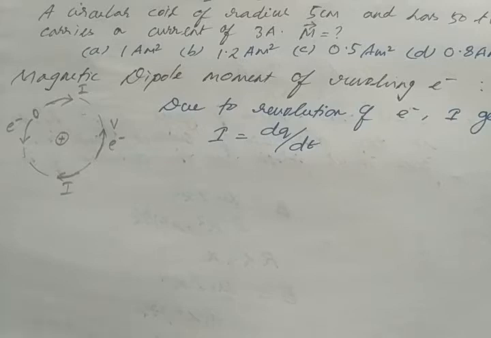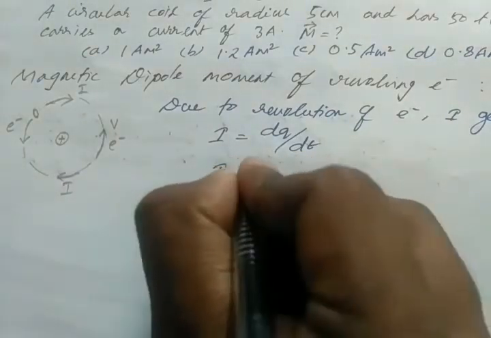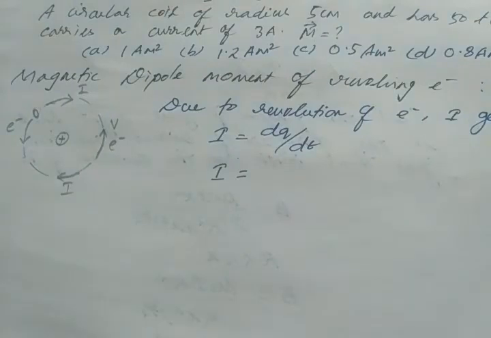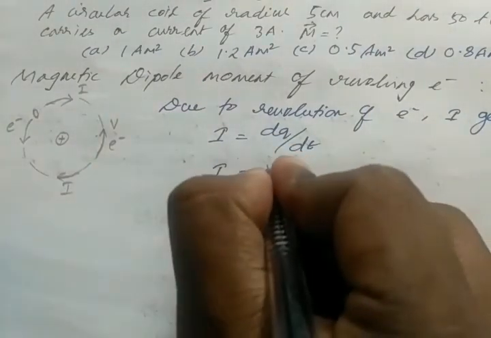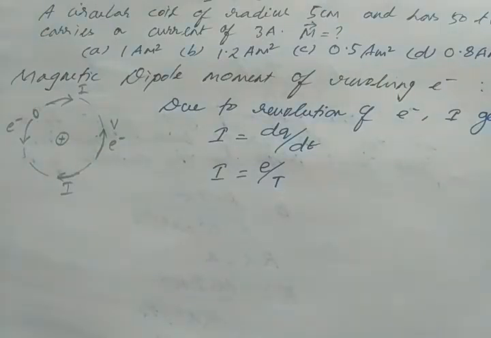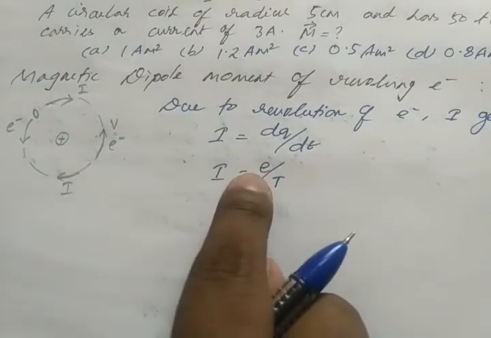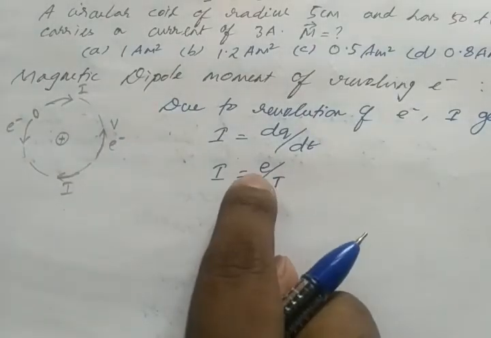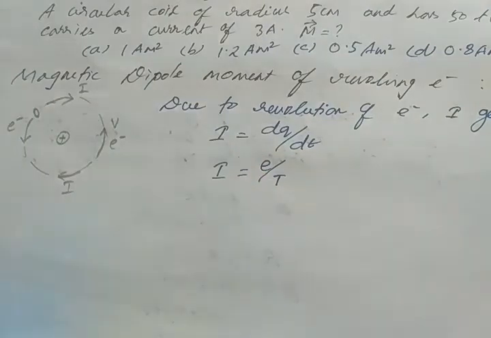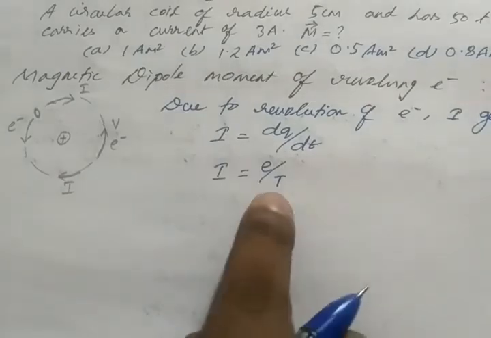Clear? So if we take the total electrons in the whole circle, I can take e by T. Usually I take Q by T, you know the formula I equal to Q by T. But why do I take e here? Because it is passing electrons. So in order to denote that, I put e directly instead of charge. So I equal to e by T. Clear? So what is T? Time period. We know T means time period.